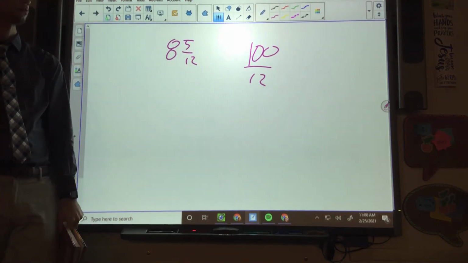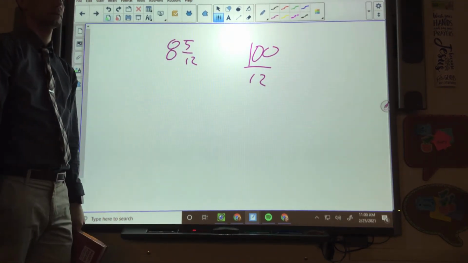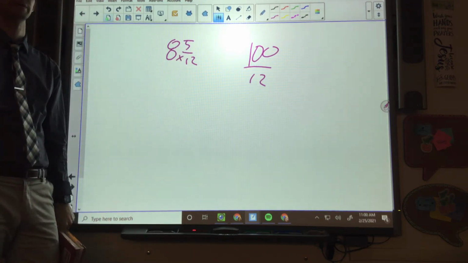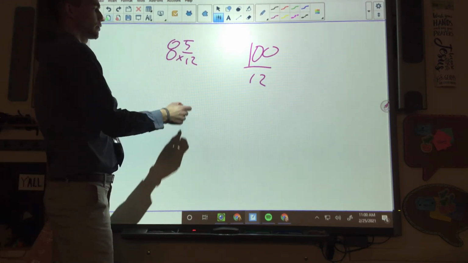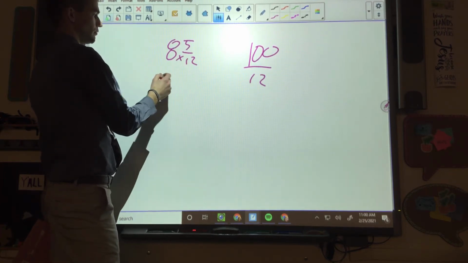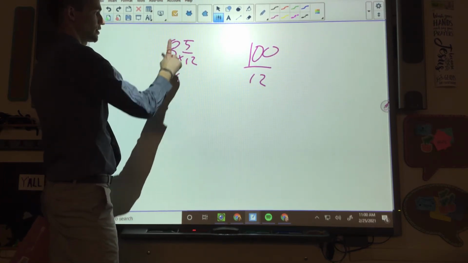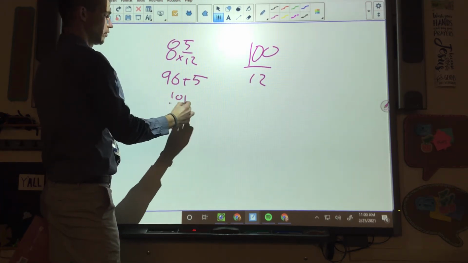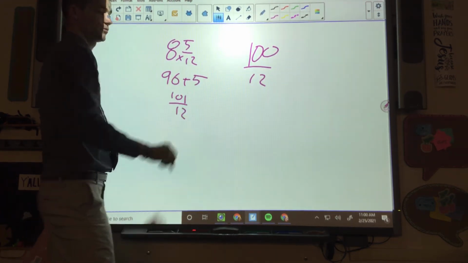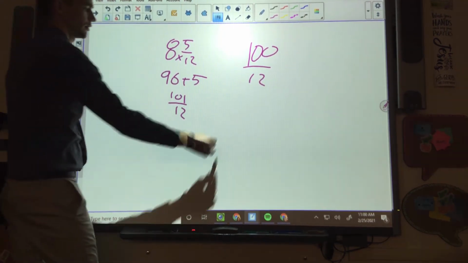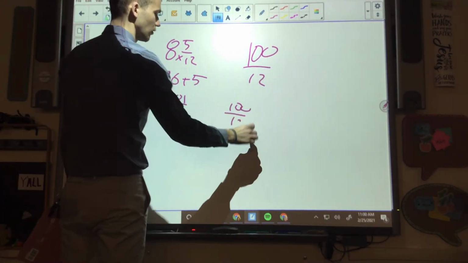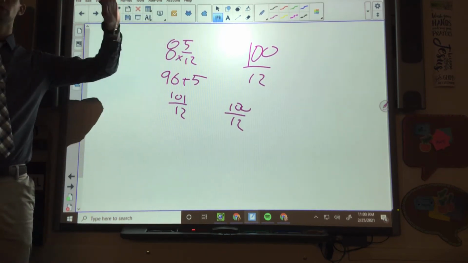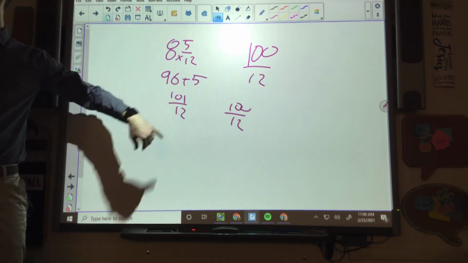Not 8 by 12, 8 times 12. Oh yeah, sorry. 8 times 12, and whatever that equals, you would add it to the 5 on top. So it's 96, plus 5, so 101 over 12. So that's more, and this is 100 over 12. So that's one option: you can turn mixed numbers into fractions.